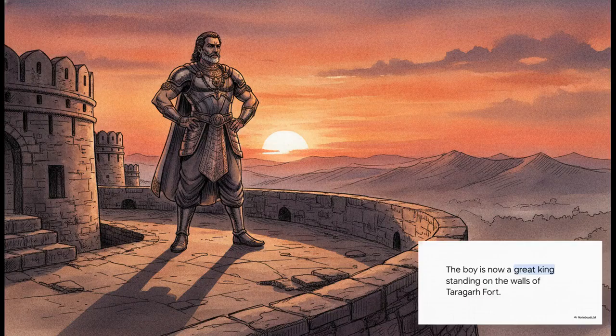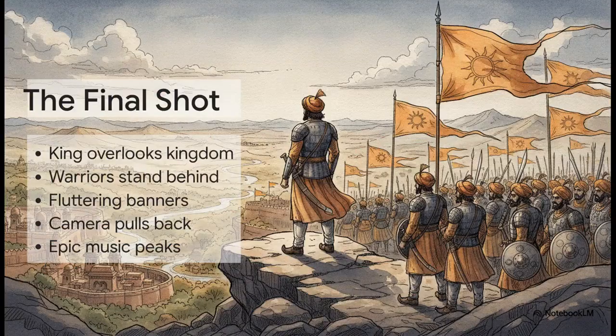All of this preparation brings us to the climax of our story in Scene 7. We return to the grand, sweeping scale of the opening scene, but this time, instead of the dawn of a new day, everything is bathed in the dramatic, rich light of a sunset on the massive walls of Taragar Fort. The boy we saw crowned earlier is now standing with the true, undeniable posture of a king. The prompt details this final shot beautifully. King Prithviraj is overlooking his vast kingdom, loyal Rajput warriors standing firmly behind him, saffron banners fluttering in the wind.